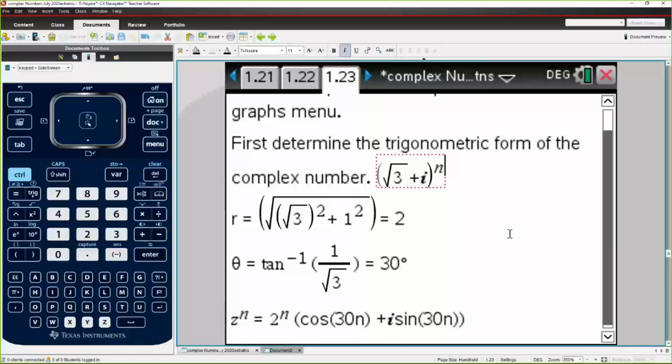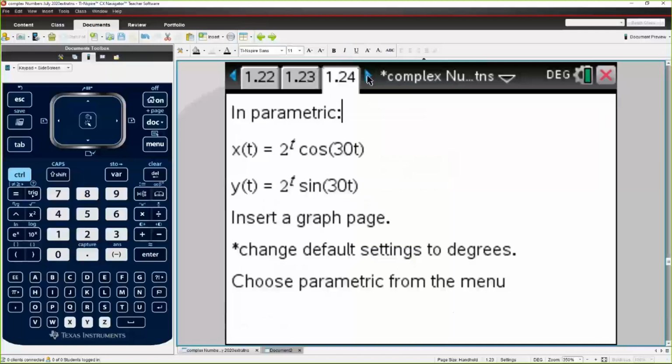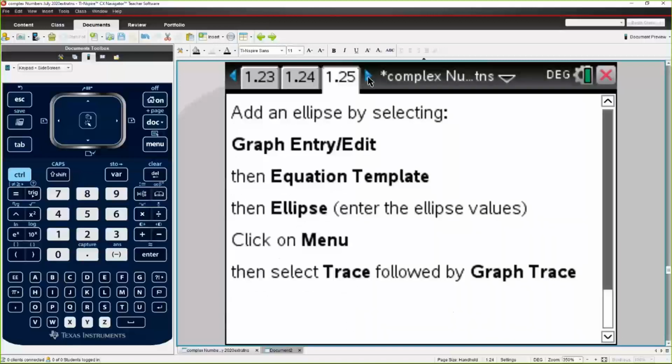But our complex number Z is now 2 to the power n (cos 30n + i sin 30n). So having got that, we now put it into the parametric grapher. So it goes into that form. The x component, or the x part of the parametric, is the real part, and this is the imaginary part. Go to the graphs page and insert that in there. And we've got fairly detailed instructions there for you.